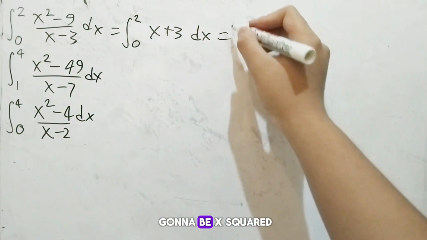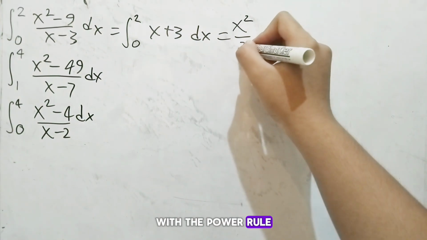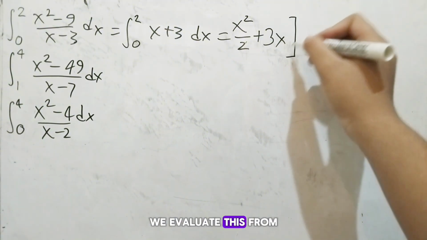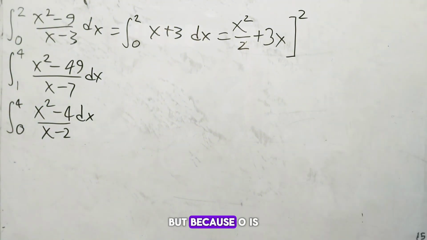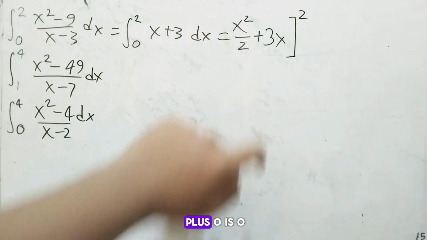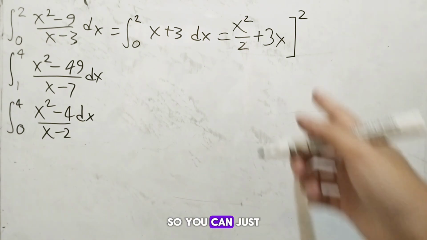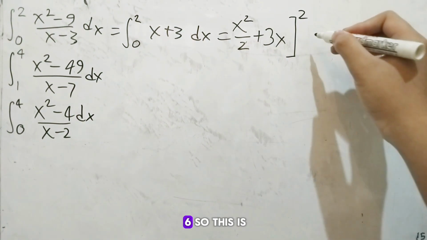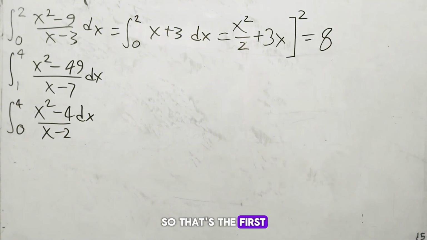So it's just going to be x squared over 2 with the power rule, and a constant is just the constant times the variable. We evaluate this from 0 to 2, but because plugging in 0 gives 0, we don't really need that. So you can just substitute 2 in. So 2 squared over 2 is 2, plus 6, so this equals 8. So that's the first problem done.